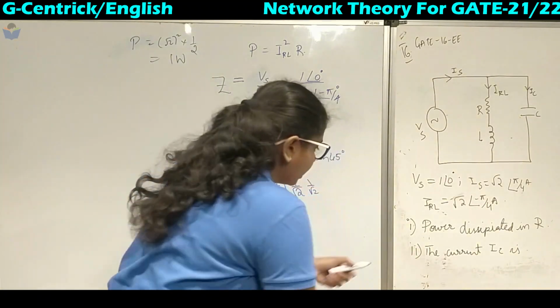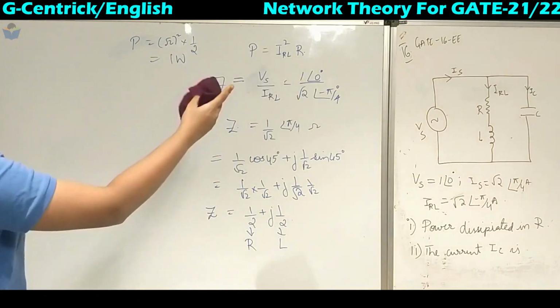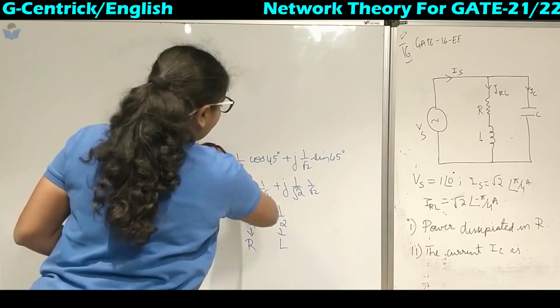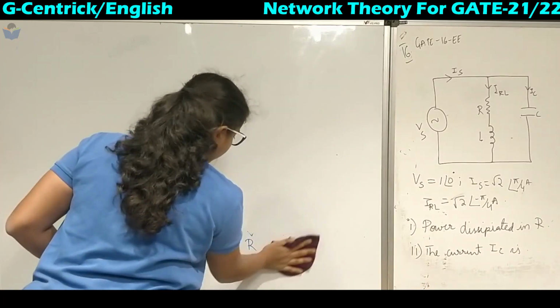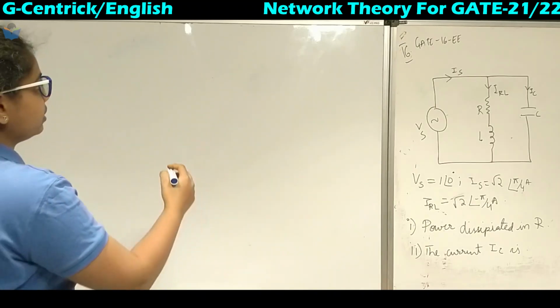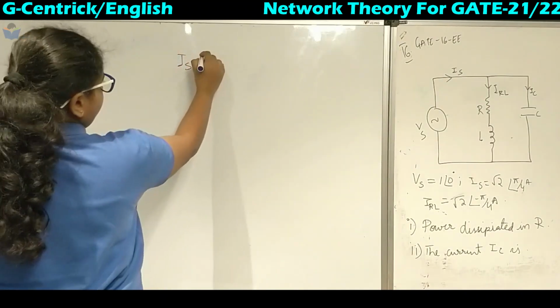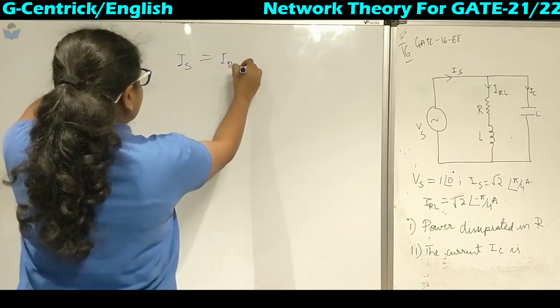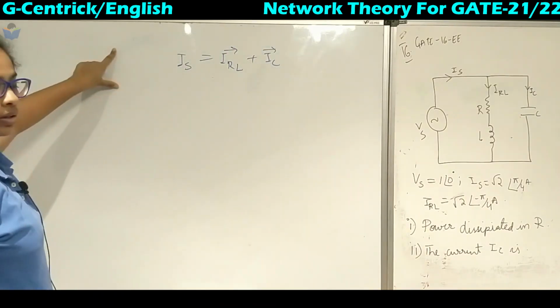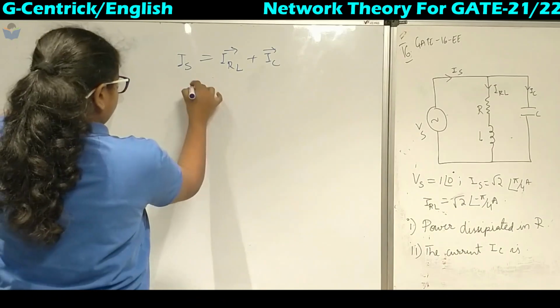Okay, so now coming to the second question, we have to calculate the value of current IC. So we cannot directly apply KCL over there. But we can write IS will be equal to the vector sum of IRL plus IC. Okay, so we have to find IC.